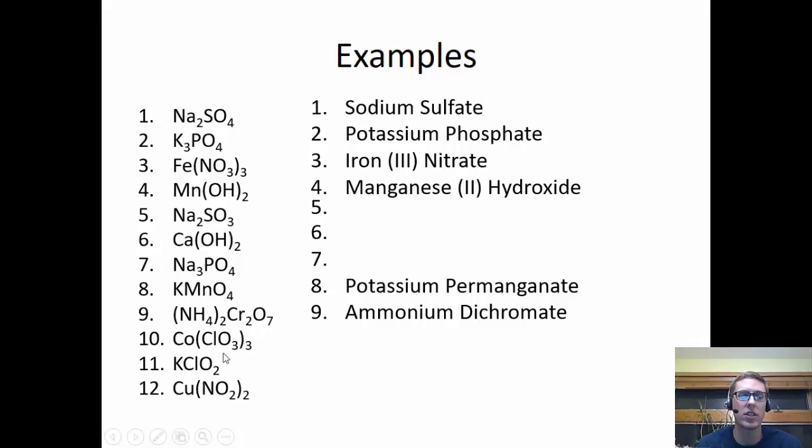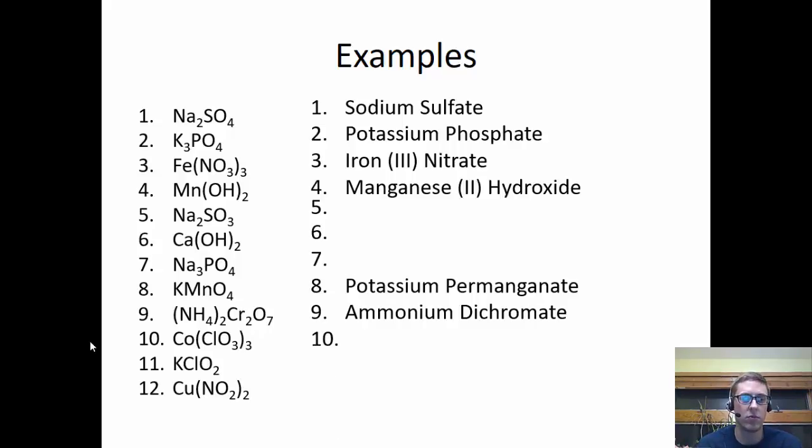How about Co(ClO3)? Okay, well, we've got parentheses. We know this is all one ion. ClO3, that's chlorate. And we know this is cobalt. But cobalt is a monovalent ion. What could the answer be? I'll let you figure that one out.